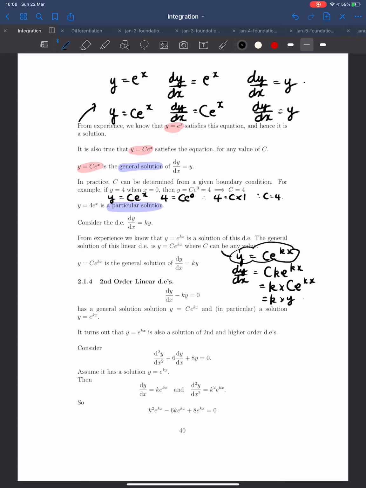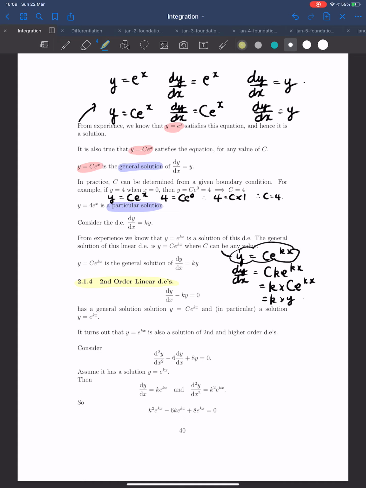So the next section now, what we're going to do is second order linear differential equations. So these are the ones that we've done already. Dy by dx minus ky equals 0. That's the previous one. It has a general solution y equals c e to the kx, and a particular solution y equals e to the kx. That's just what we've done in the previous section.